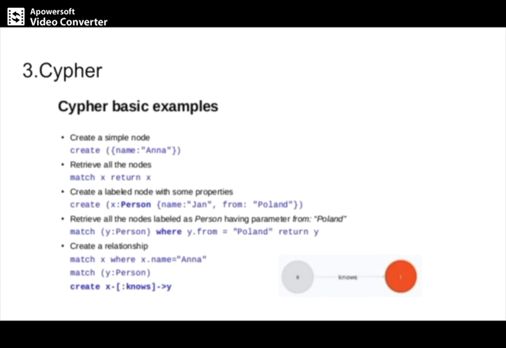So CREATE, you're just creating a node, and x is the identifier of that node. And you're labeling it as Person, and then you open the curly braces and put all the properties into it.